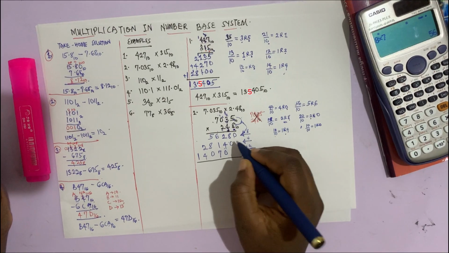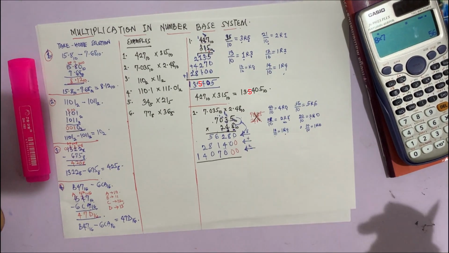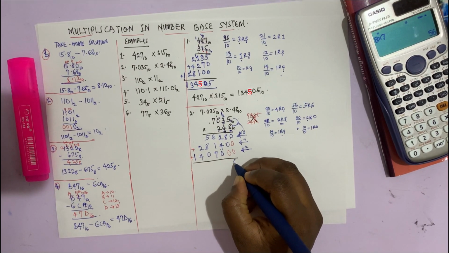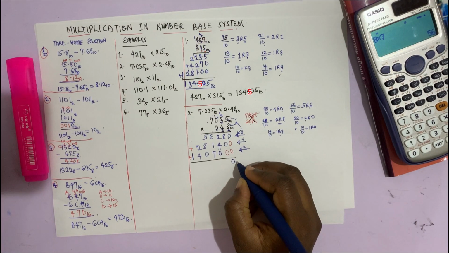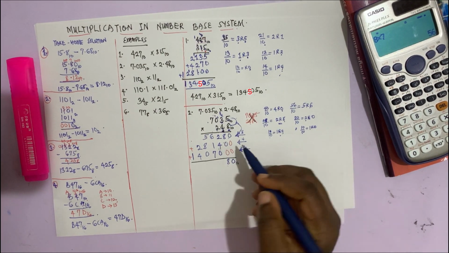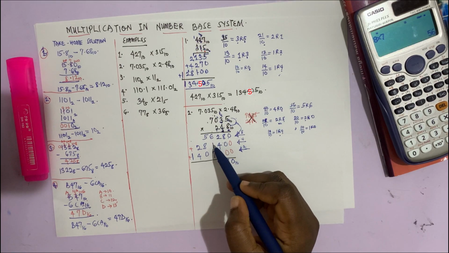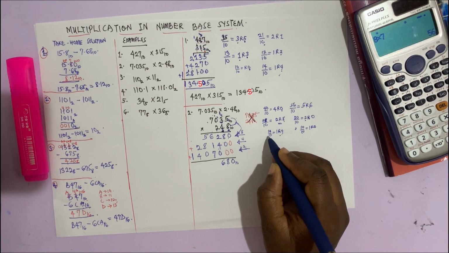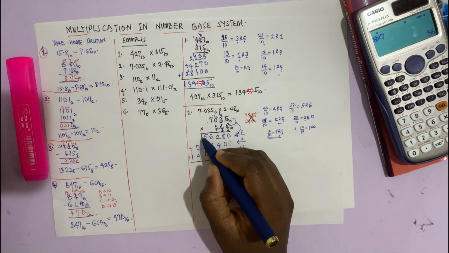You can include zeros here for aesthetics. So 0 plus 0 plus 0 will give us 0 in base 10. 8 plus 0 plus 0 will give us 8. 4 plus 2 plus 0 will give us 6. 6 plus 1 plus 7 will give us 14. So 14 over 10, that's 1 remainder 4. Write 4 and carry 1.